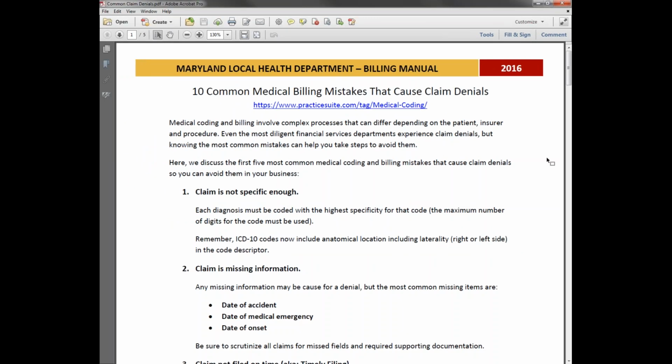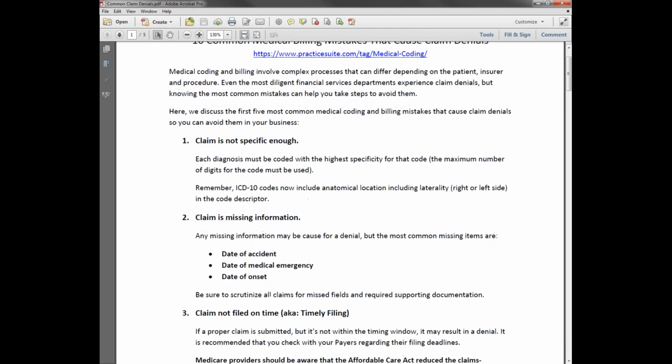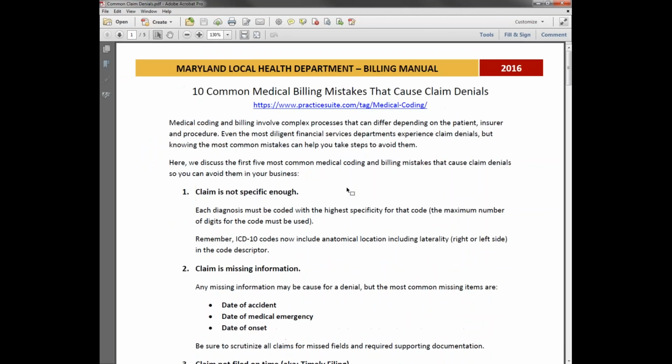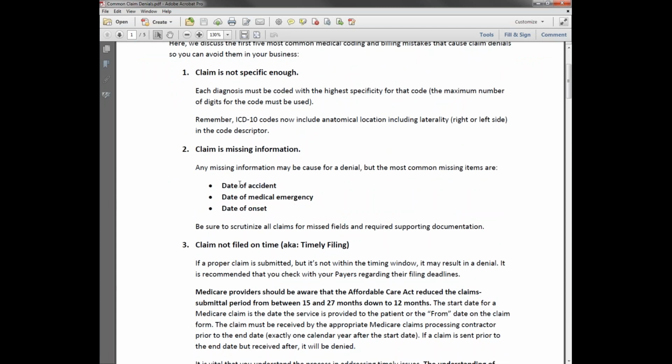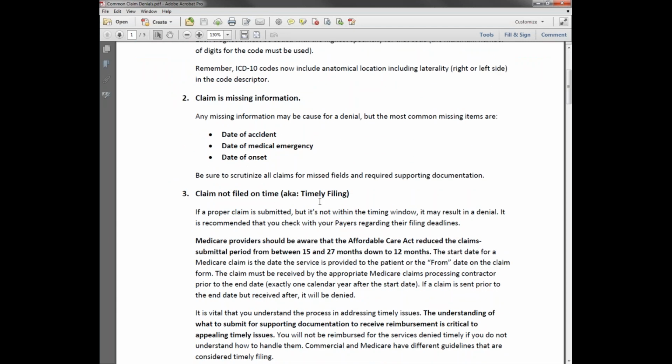This talks about 10 common medical billing mistakes that cause claim denials. Again, we got this from this location. You can go there and get more details, but claims not specific enough, which is what I just mentioned, the ICD-10, you're missing information. Claims not filed on time, timely filing.